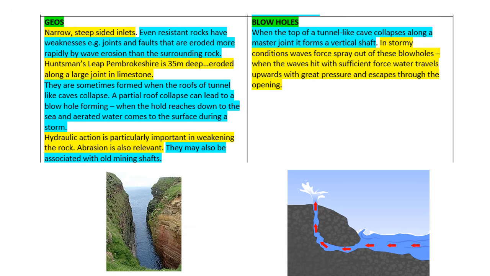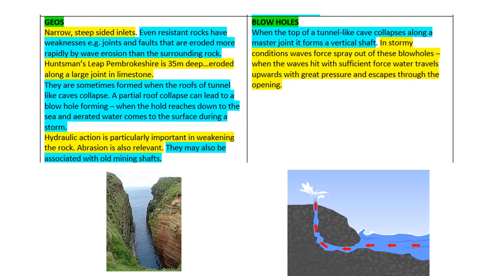Geos. Geos are narrow, steep-sided inlets, and you've got a picture there at the bottom left to have a look at one. Even a resistant headland has a weakness, a joint or a fault, and that joint can be exploited by hydraulic action, abrasion, solution, and taken out over time to leave a steep-sided inlet. One example is Huntsman's Leap in Pembrokeshire. It's 35 metres deep, and that was eroded along a large joint in limestone.